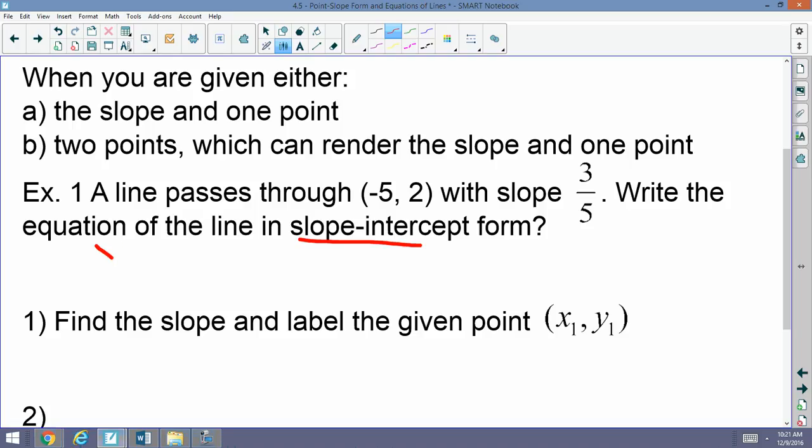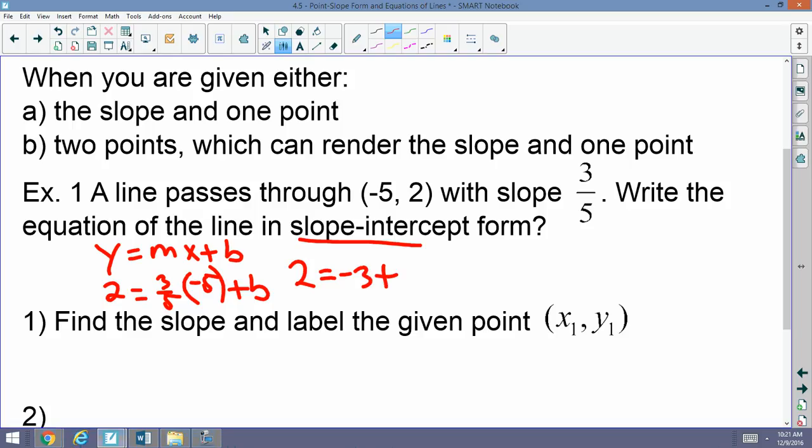You could go ahead and remember that y equals mx plus b. They gave you a y of 2. They gave you an m of 3/5. They gave you an x of negative 5. But you don't know your b. So you can solve for b first if you want. This is going to be 2 equals negative 3 plus b. Then you could add the 3 to both sides. So b will equal 5.